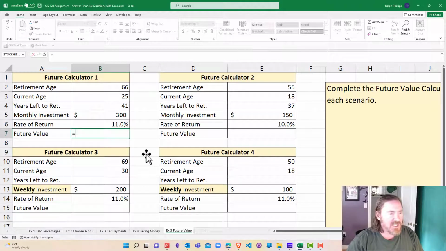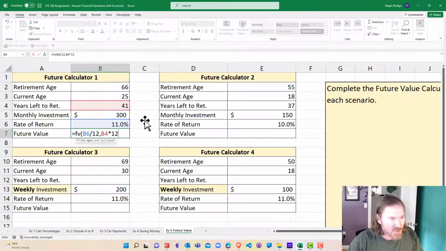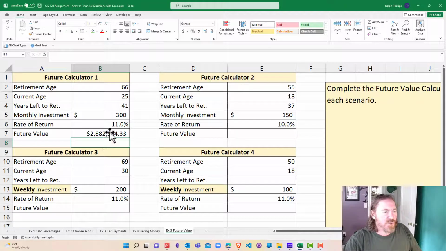Future value equals FV, parentheses, the rate is the annual rate of return divided by 12 to get it to months. Since these people are investing monthly, we convert it to monthly terms. Comma, number of periods, 41 years left times 12. How many months are in 41 years? I don't know, I can't do that math in my head, but I can certainly type the number of years times 12. Comma, payment is going to be a minus sign and then the monthly investment amount. Closing parentheses, press enter. This person's going to have 2.8 million.